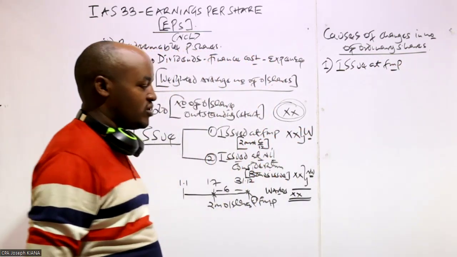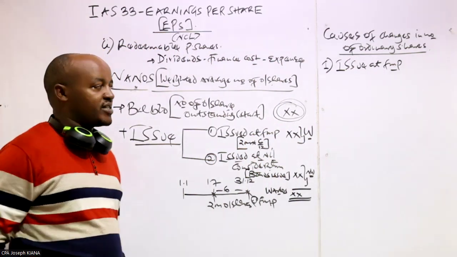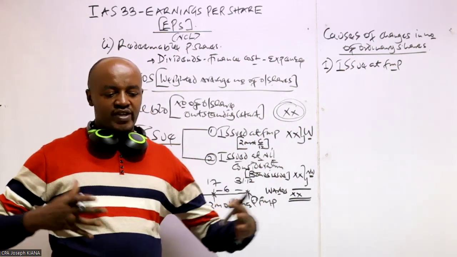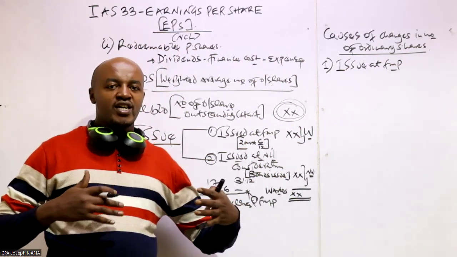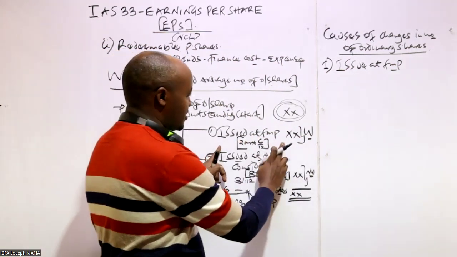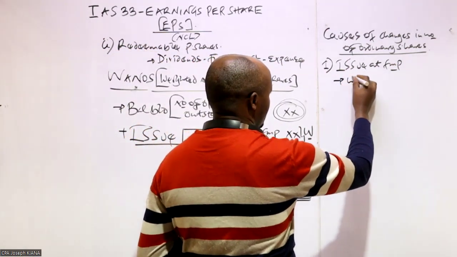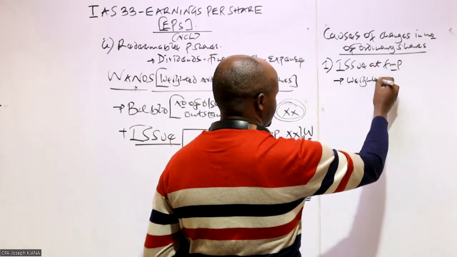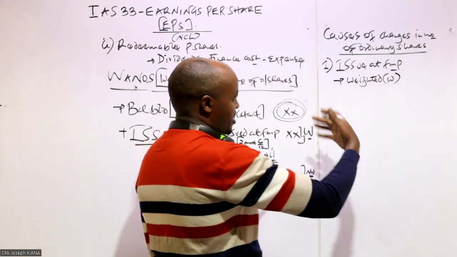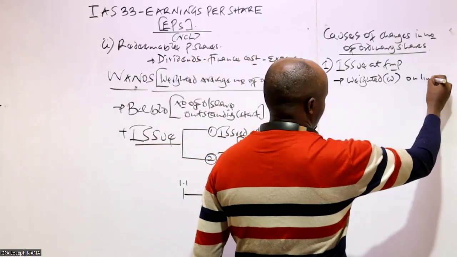So when we talk about the issue of shares at full market price, these are the shares which the company will issue in the course of the year, and these shares are issued at their market price. We have said that those particular shares, and that is something we have mentioned here, these shares are weighted on time basis. We can use W just to remember that they are weighted on time basis.